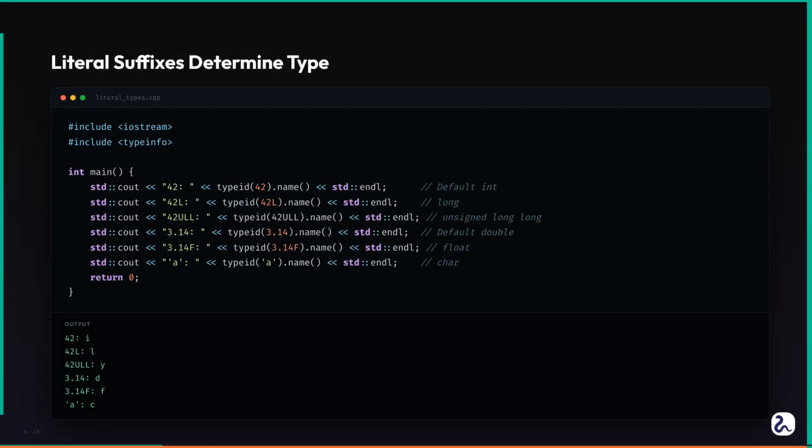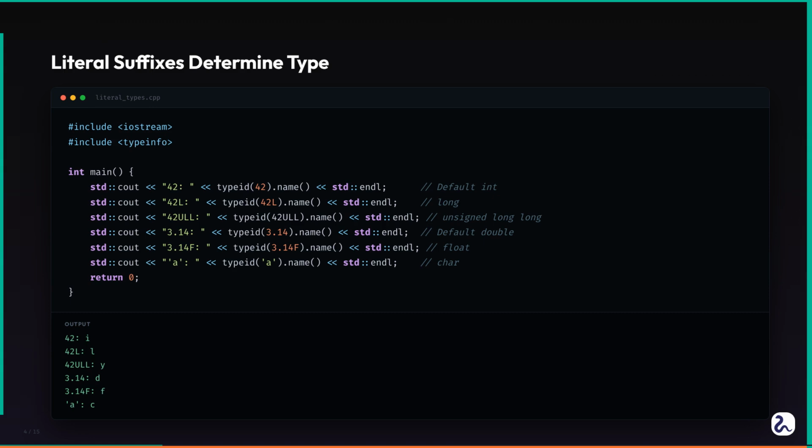Let me show you how these suffixes change the literal's type. I'm going to use typeid().name(), which gives us a string representation of the type. Don't worry about the exact string output, as it can vary between compilers, but the underlying type will be consistent. Here, std::cout << typeid(42).name() << std::endl; will show i, or int, for the default integer. Adding L to 42L will output l, or long.